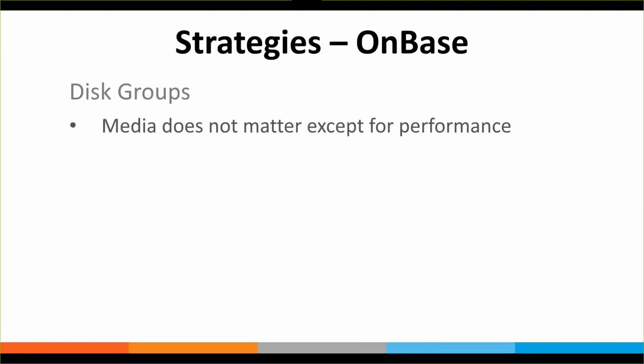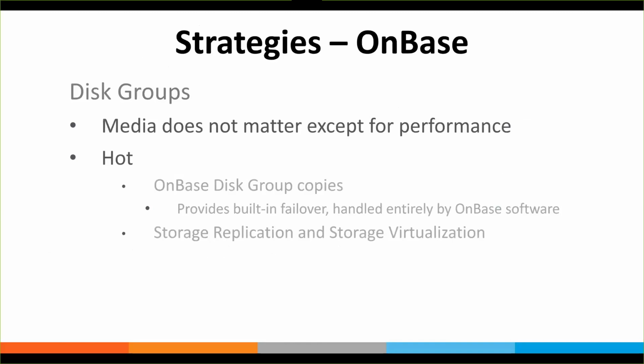For disk groups in OnBase, media really doesn't matter except for performance and the fact that your first copy must be mass storage, whether that's SAN or a hard disk, either one works. Disk groups provide a hot failover. Disk groups copy, built-in failover, I mentioned this earlier. Storage, replication, and storage virtualization.